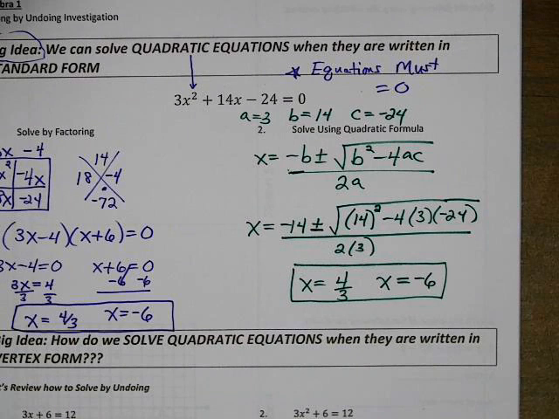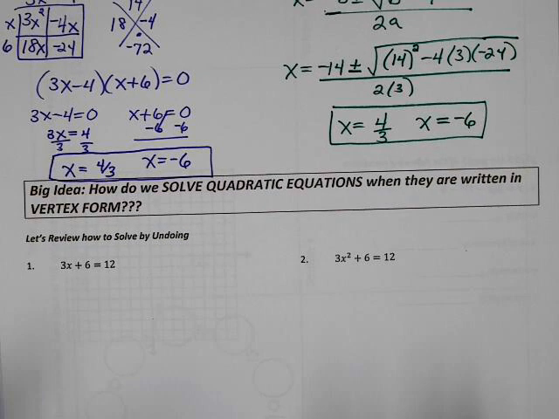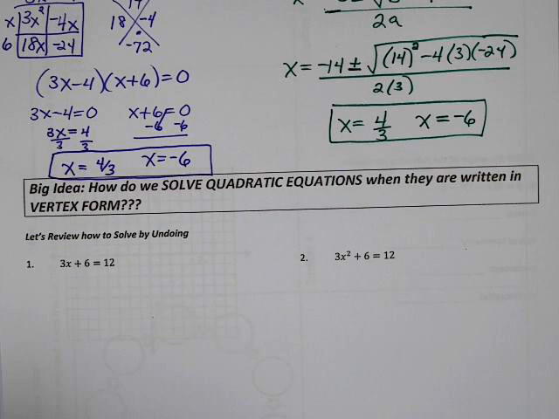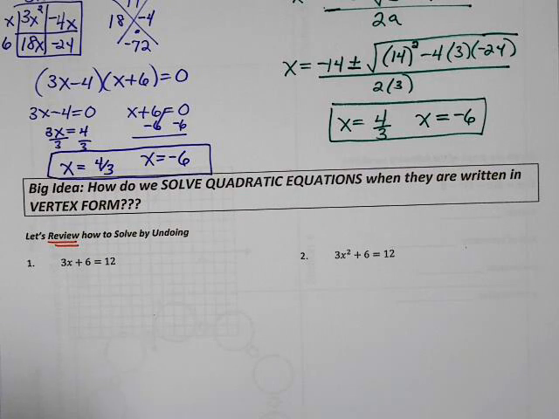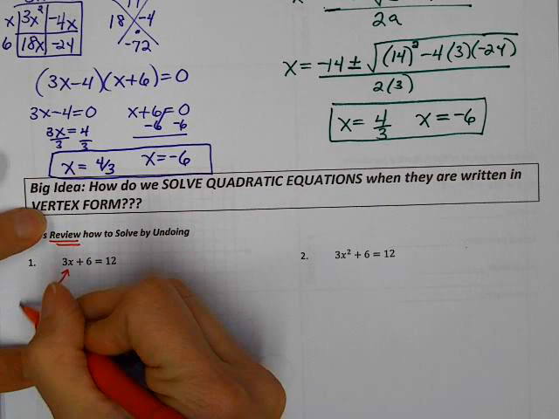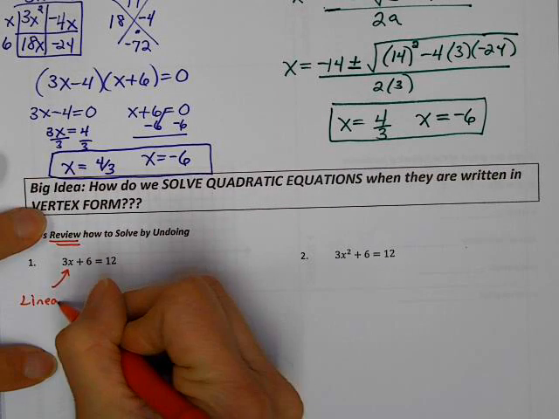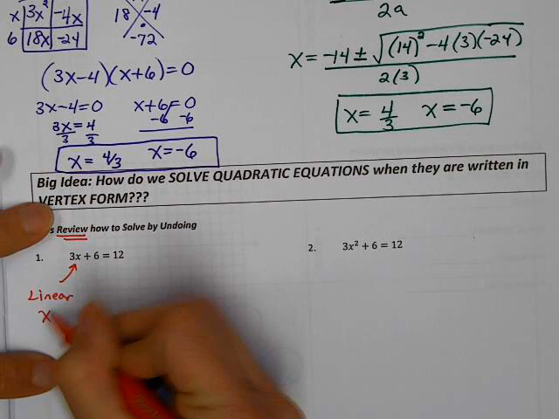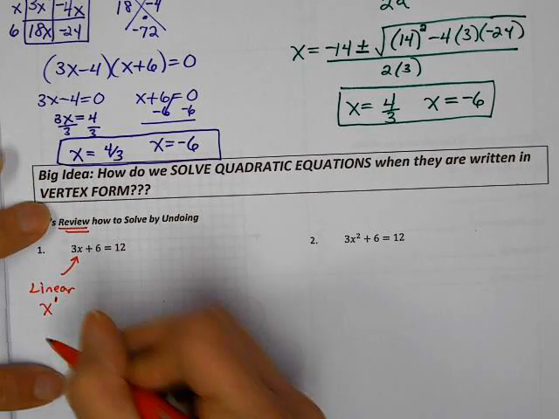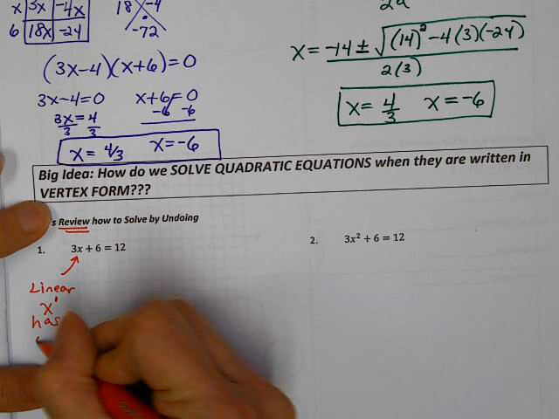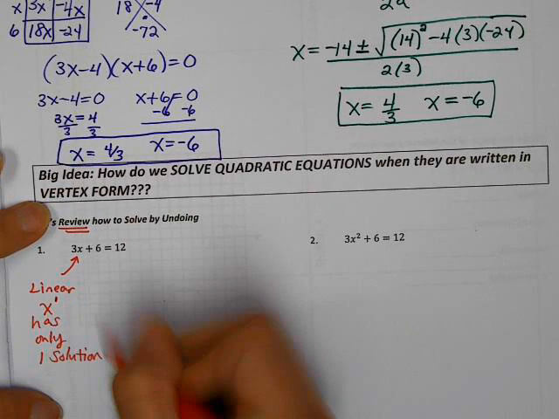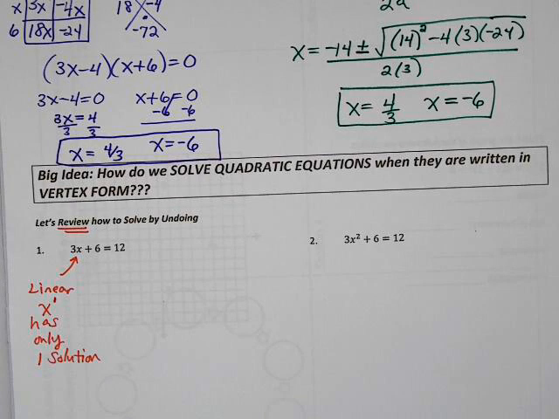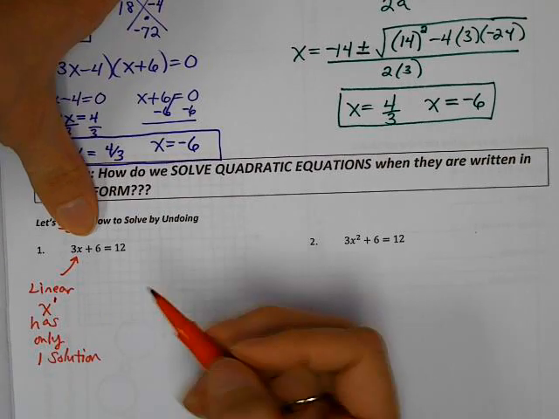Now, how do you solve quadratic equations when they're in vertex form? Okay, so let's talk about a couple other solving skills. So this is review. This is just a two-step linear equation. Notice right here it's linear, because it's x to the first power. It has only one solution. If you only have one x, you're going to have one answer. Okay, so let's just do our steps.